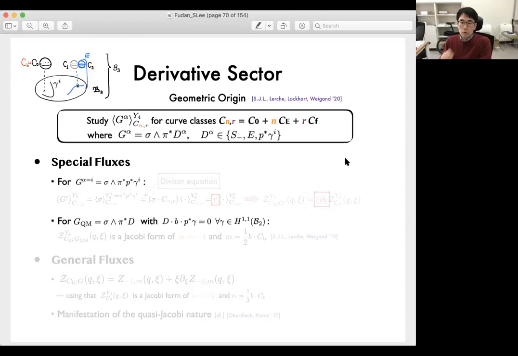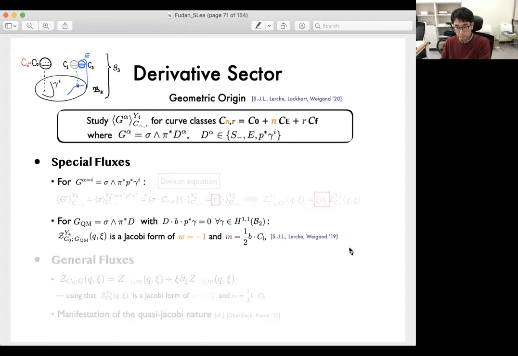So we will be considering two types of fluxes in turn, which once combined will span the entire flux space. Let's start with the second type defined by imposing these linear constraints. I've denoted such a flux as GQM because it's dubbed as a quasi-modular flux for some reason. Anyways, for such a special type of fluxes, it was argued in this paper that the elliptic genus is in fact a genuine Jacobi form of the expected weight and index.